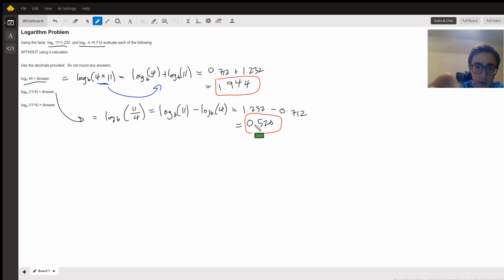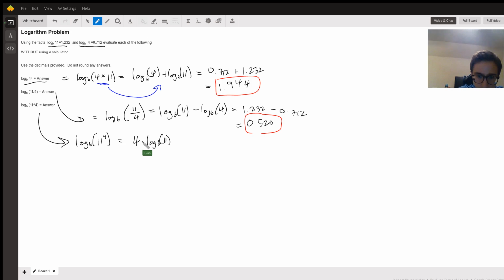Now the final part is a different log identity, not a product or a quotient, it's an exponent, right? So it turns out that the log base b of 11 to the 4, or 11 raised to the 4th power, equals 4 times the log base b of 11. And again, we have this value, so that's just 4 times 1.232. And that is 4.928.